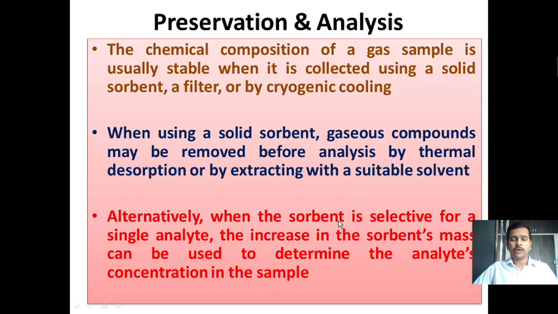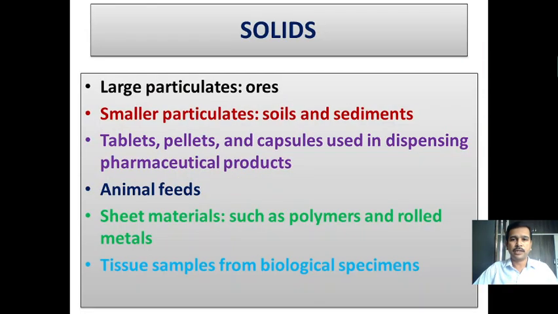So you can weigh the sorbent before the collection of the sample. You note it down. Once the sample is collected, you note the change in weight. The difference in weight between the sorbent after the sample collection and before sample collection will give you the mass of the analyte. So analyte concentration can be directly determined. If a specific sorbent is used for an individual analyte, the increase in the sorbent's mass can be used to determine the analyte's concentration. Therefore, this is always advantageous, not only to preserve the sample but also for analytical purposes.